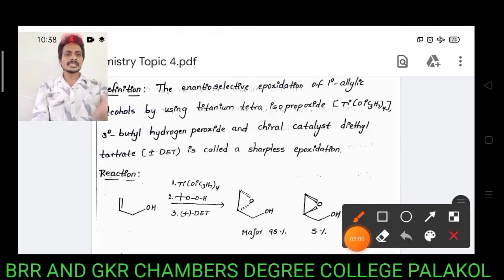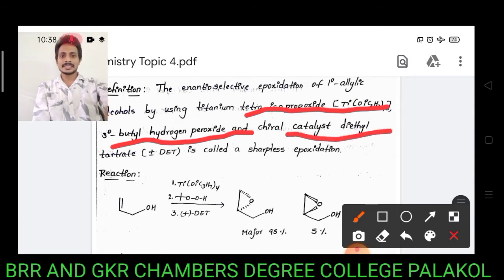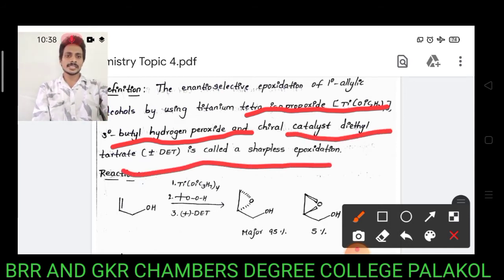Okay, in this reaction, titanium isopropoxide is an achiral reagent. Tertiary butyl hydrogen peroxide is also an oxidizing agent. It is an achiral reagent. And the chiral catalyst is diethyl tartrate. Okay, diethyl tartrate is a chiral molecule, and the oxidation reaction gives 95% of alpha epoxide and 5% of beta epoxide.